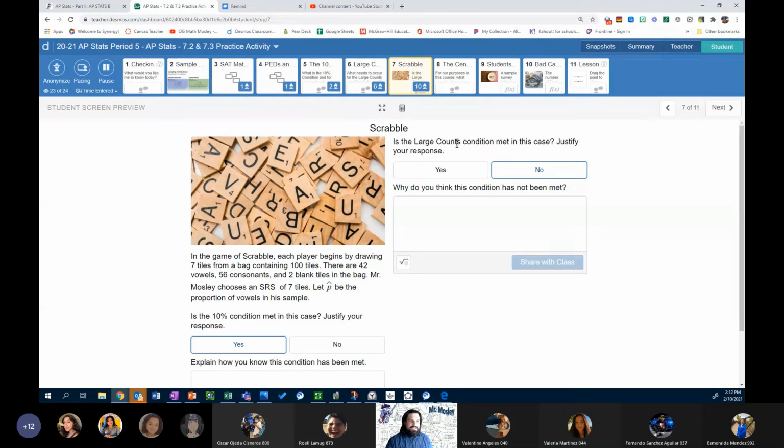The large counts condition is not satisfied. It is not met in this case. This is mainly because the sample size is 7, so it's impossible to have at least 10 successes. I can't get at least 10 vowels in a sample of 7. Can't have at least 10 failures in a sample of 7 either. So the large counts condition fails, so we cannot use a normal or approximately normal distribution in this case. It doesn't fit. So we can't really calculate probabilities in this case with what we know. Is there anything I can clarify on this example?